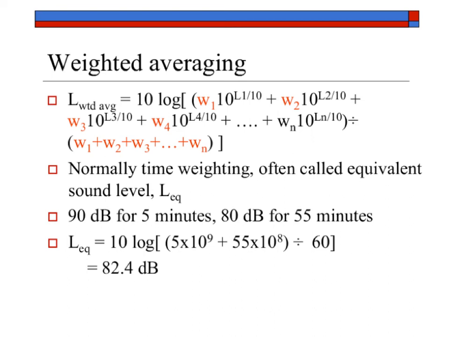Now these weights could be just simple numbers, like there's 5 times as much area for level 1 as for level 2, and so W1 would be 5 and W2 would be 1, that sort of thing. Or they could very often, and most often, be times. The result of time weighting is often called the equivalent sound level or the equivalent continuous sound level, L sub EQ, or just the LEQ.